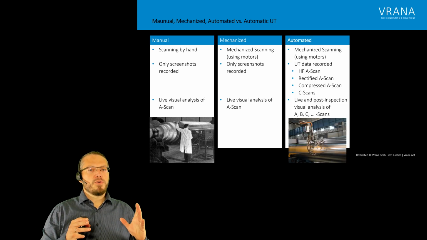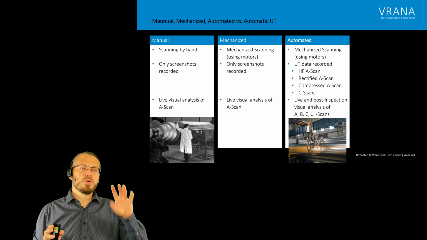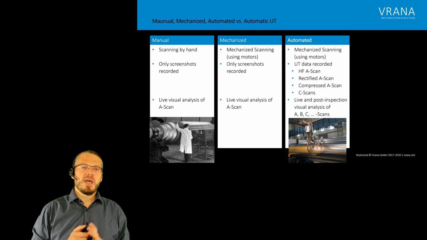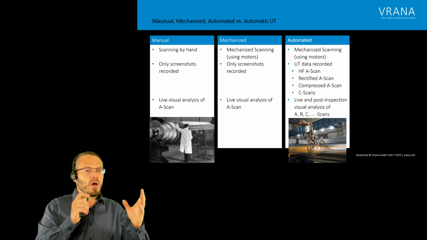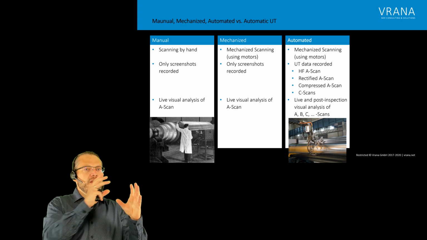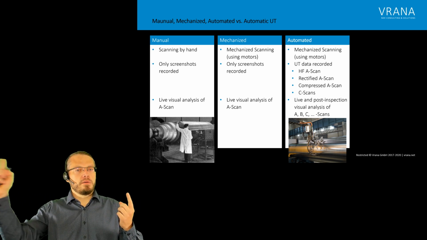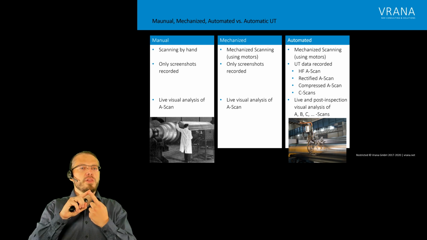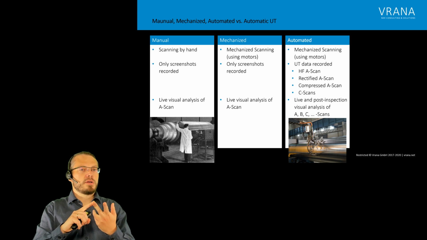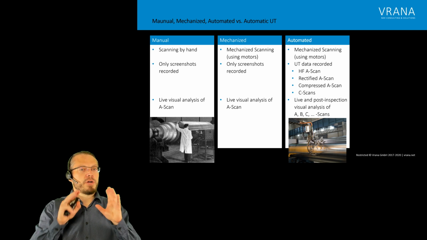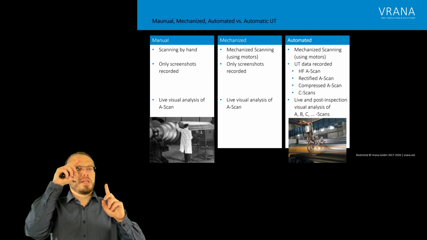The next step for me is automated inspection. Now we use the same motors as in the mechanized setting, but we actually record the data. We take the ultrasonic instrument and hook it up to a computer. For every shot on our component, we record not only our A-scan, our ultrasonic data, but also the position. Normally we record this on a two-dimensional grid, in a scan and an index axis.